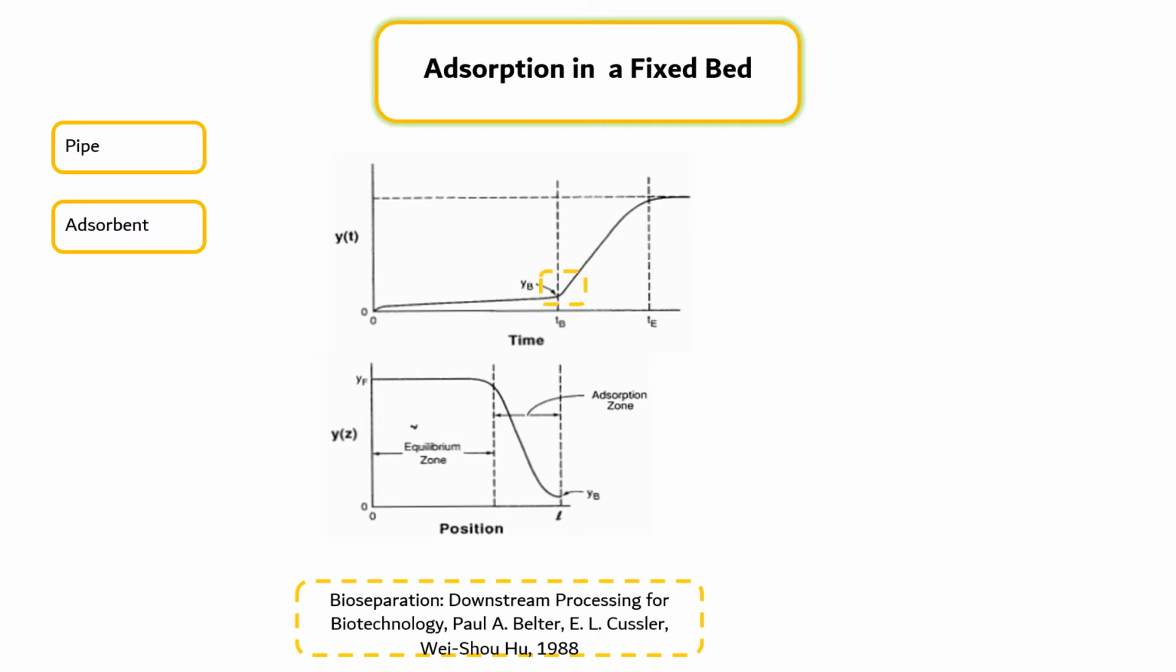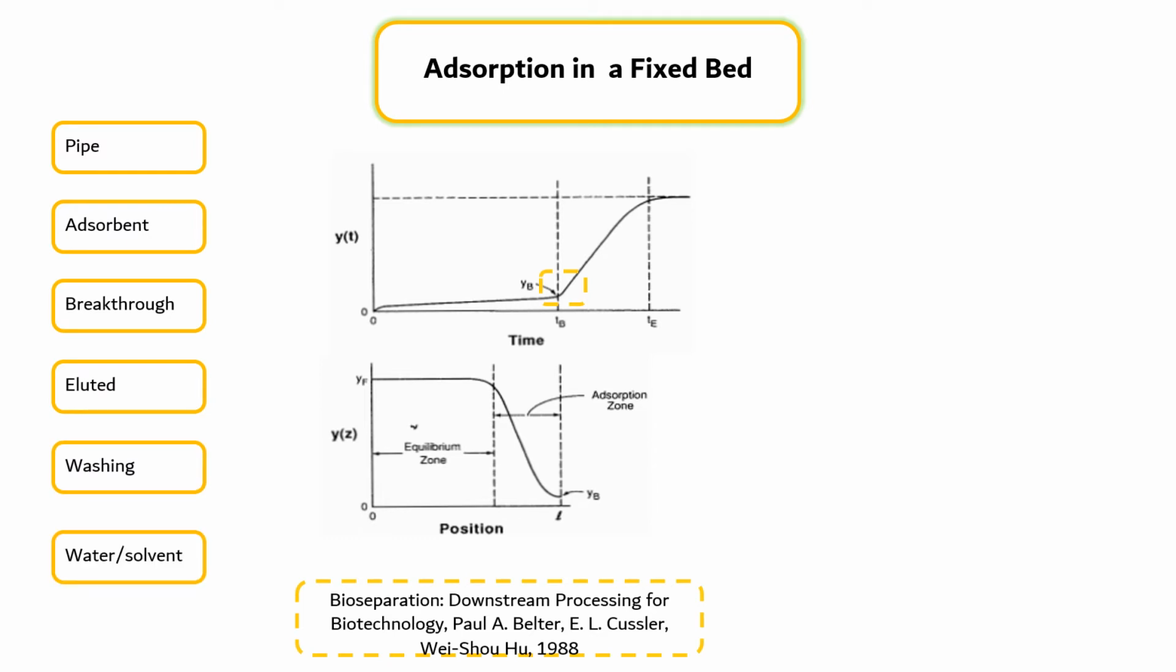When this abrupt rise, or breakthrough, occurs, the flow is stopped. The adsorbed material is then eluted by washing the bed with water at a different pH or with a different solvent. Adsorption in fixed beds is described by four basic equations.